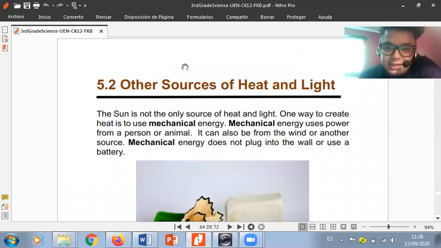So, other sources of heat and light. The sun is not the only source of heat and light. One way to create heat is mechanical energy. Mechanical energy is power from people and animals. It can also come from the wind or other sources. Mechanical energy does not talk, plug into the wall, or use a battery.